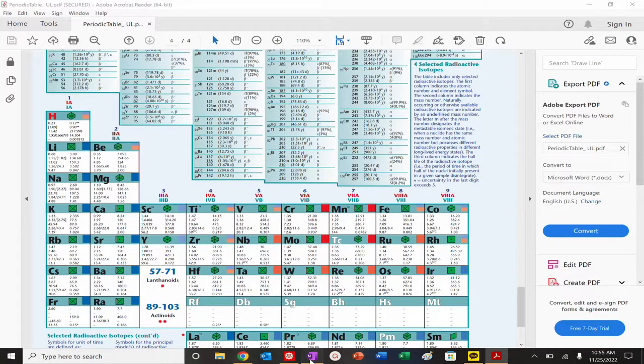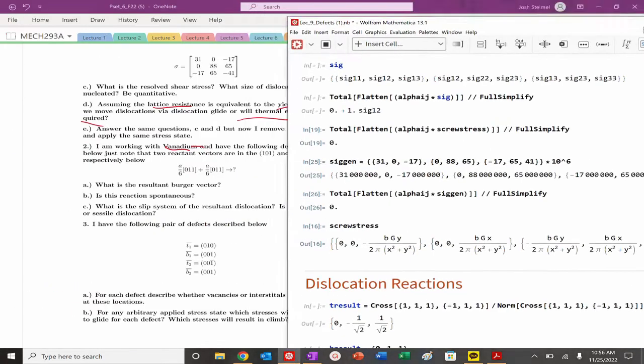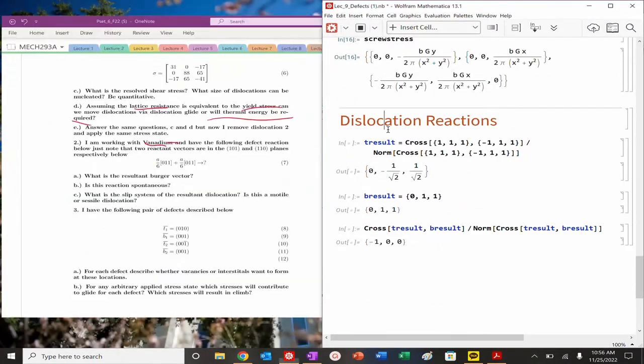So if we're looking at defects and defect reactions for BCC, what is my slip system? Close packed directions, 1, 1, 1. Close packed planes, or closest packed planes, would be 1, 1, 0. So those are the mobile dislocations. So I'm working with the following defect reactions, with the two reactant vectors here. So let's go ahead and work with these defect reactions.